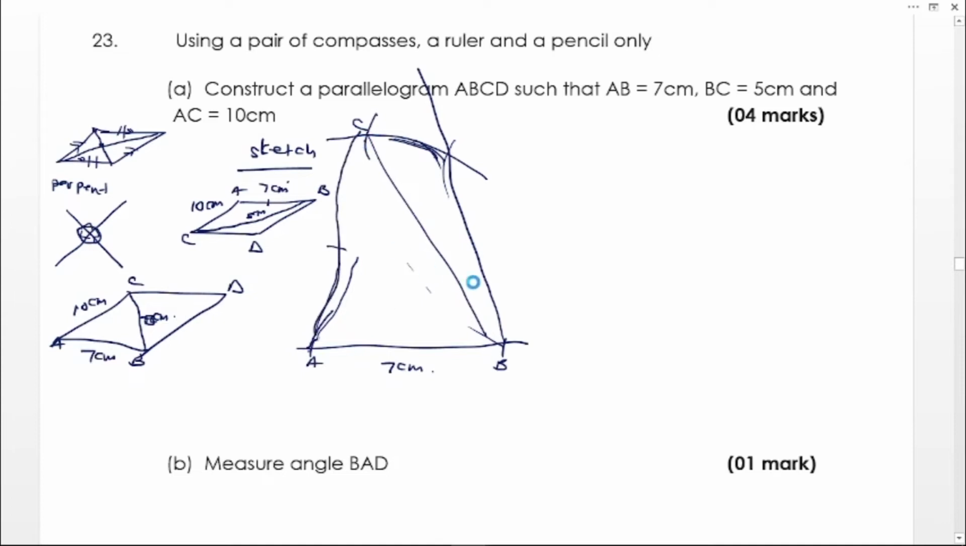Now this side here is equal to this side, so we also make 10 centimeters. Then where the 10 centimeters meet, we also make sure that the 7 centimeters come and meet with this one, then they meet there when we form a diagonal.